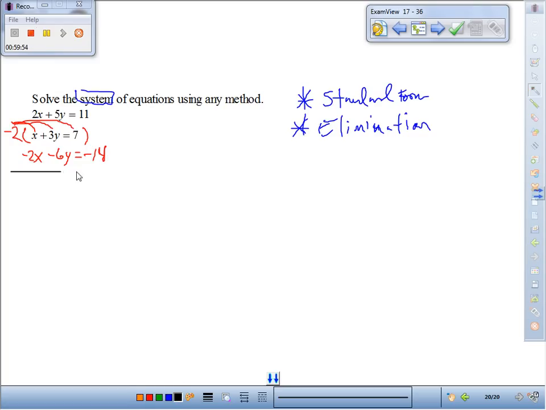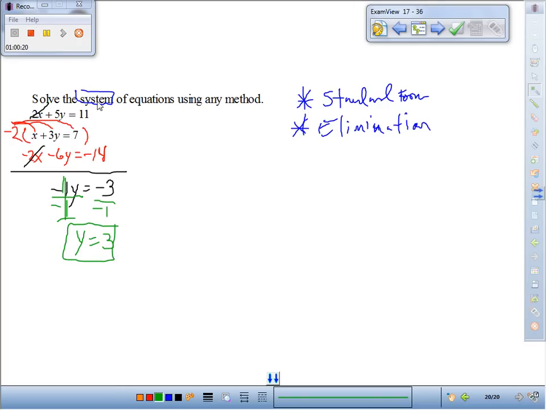So let's eliminate. 2x minus 2x, they cancel. What is 5y minus 6y? -1y equals 11 minus 14, -3. Let's solve. The negative 1 is multiplying, so we need to divide by negative 1. Y equals 3. Are we done?